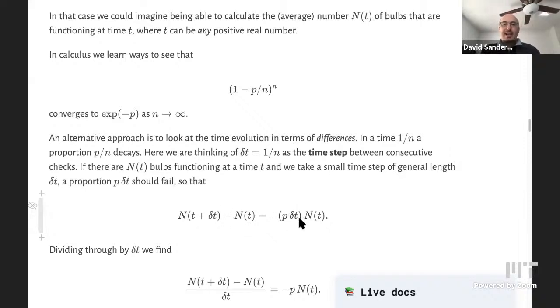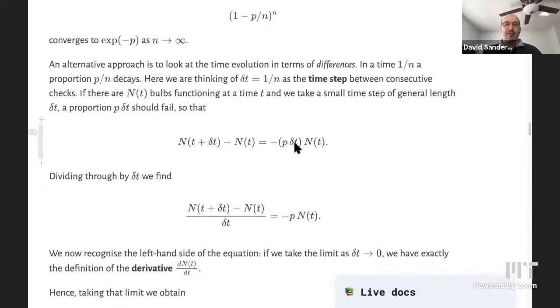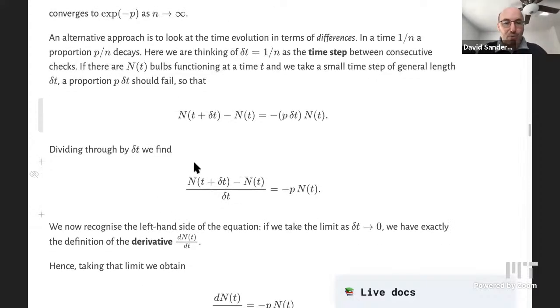But this delta T is kind of annoying because it is getting in the way. We don't really understand its effect. So let's group all the delta T's together on the left-hand side by dividing the whole equation by delta T. And we get this expression: N of T plus delta T minus N of T, all divided by delta T, equals minus P times N of T. And hopefully you recognize this left-hand side. This is almost the definition of the derivative, as we saw a few lectures ago. And it will become exactly the definition of the derivative if we take a limit where delta T goes to 0. And so then that becomes exactly the derivative of N of T.